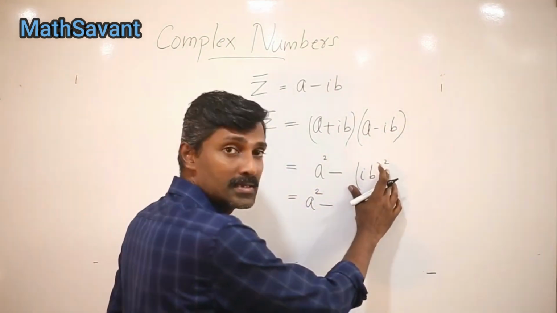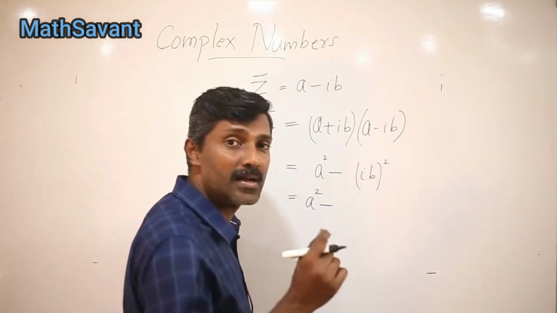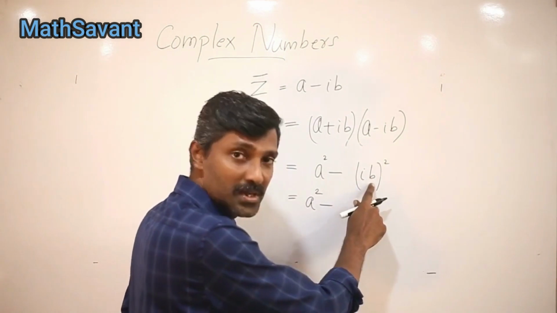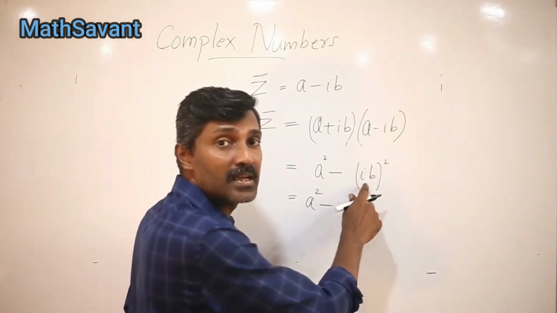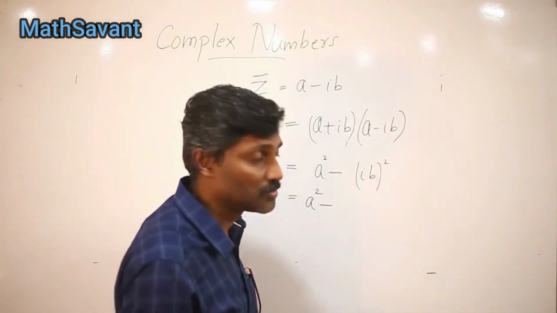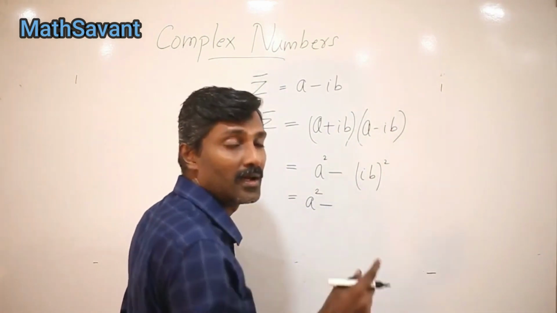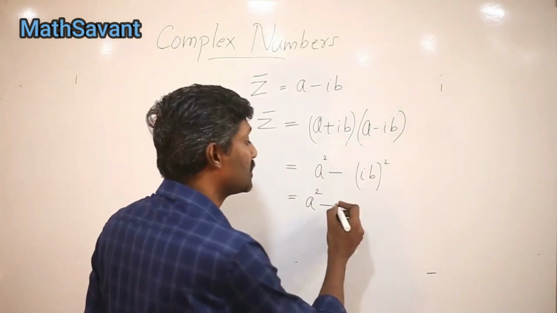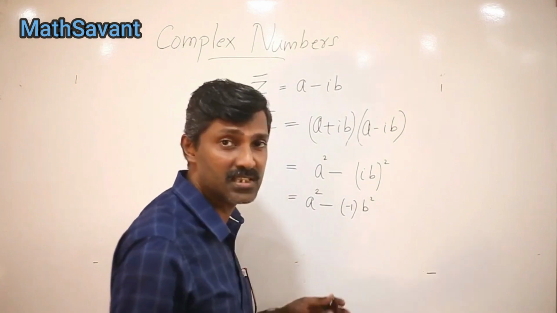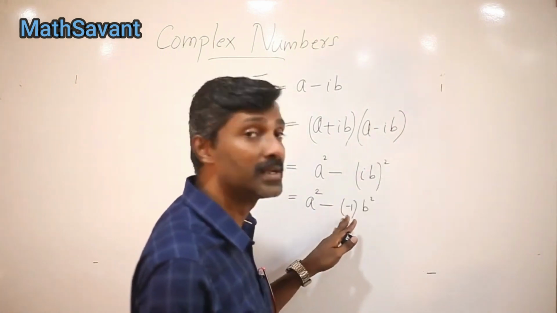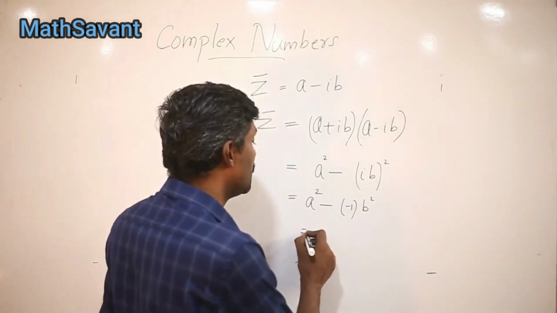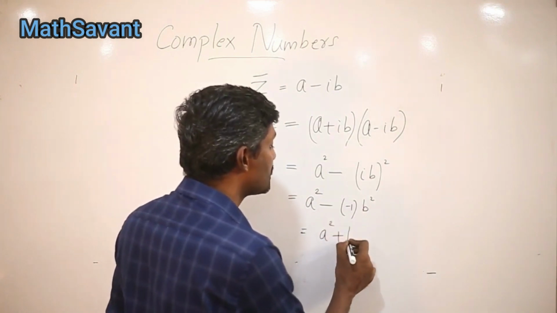So when we square this term ib, we get i square into b square. We apply the square for each of the terms. Square of i is i square, square of b is b square. So this becomes i square b square, and the value of i square is minus 1, right? So this becomes minus 1 into b square. I have just substituted the value of i square, which is minus 1. Now what is minus of minus 1? It becomes plus. So you get a square plus b square.